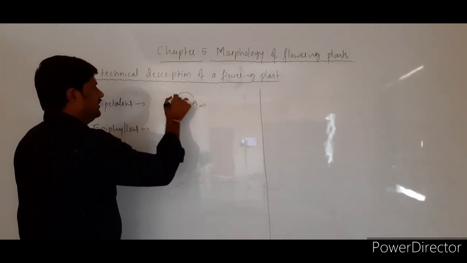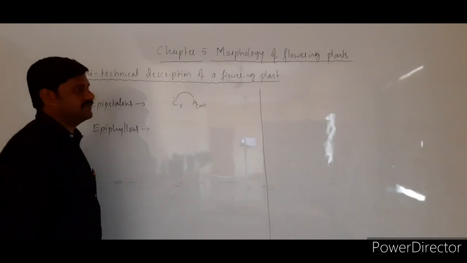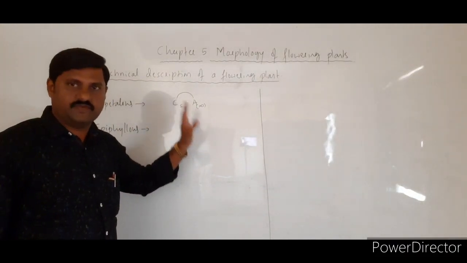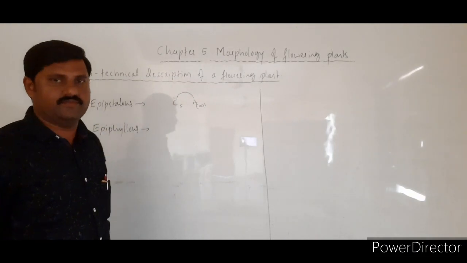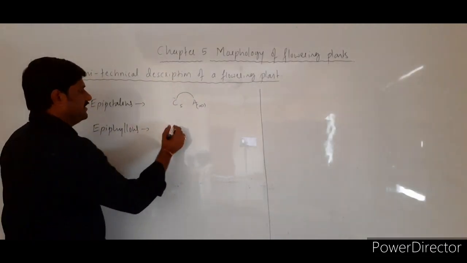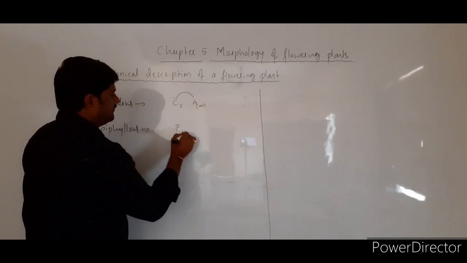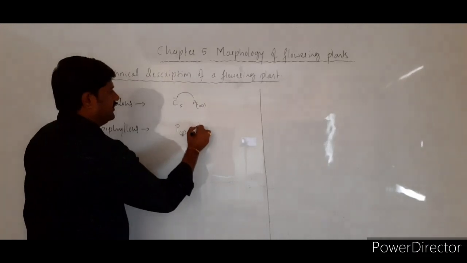So it is indicated like this. Okay, so this is the epipetalous condition. Suppose this is one example I am giving. Epiphyllous condition, in the sense that this is the perianth. The perianth has 3 units indicating itself.